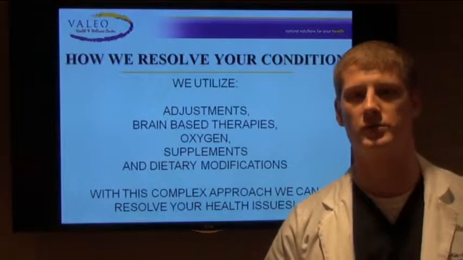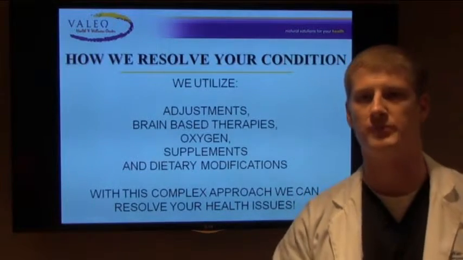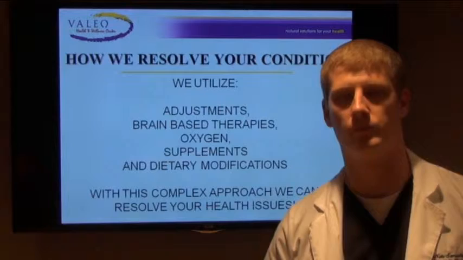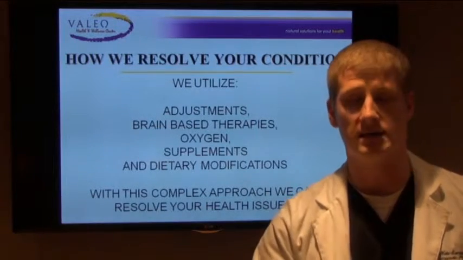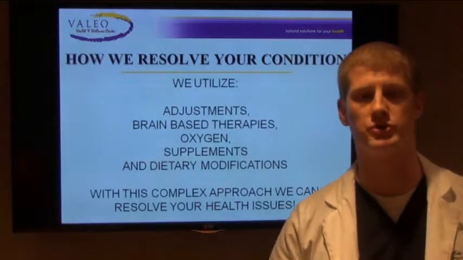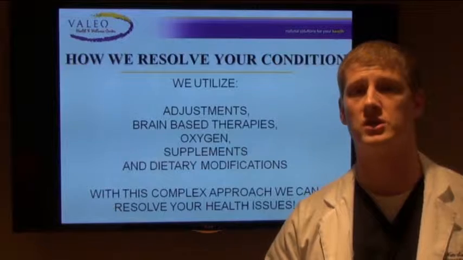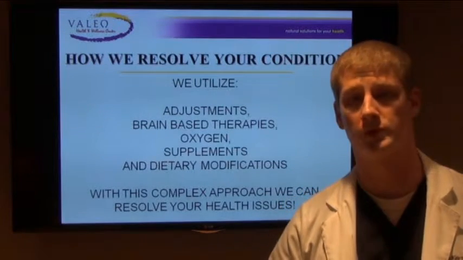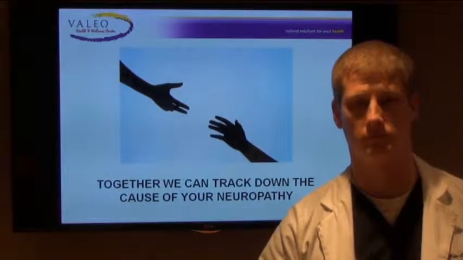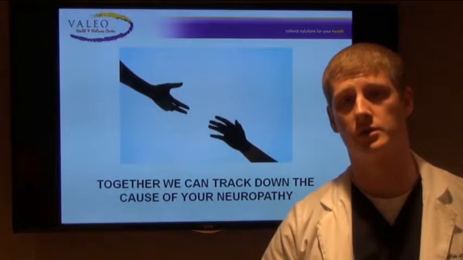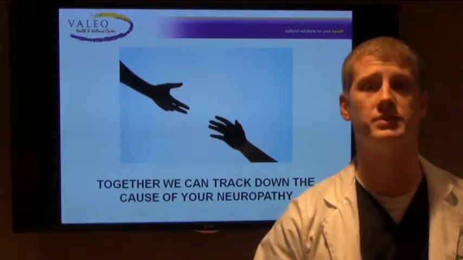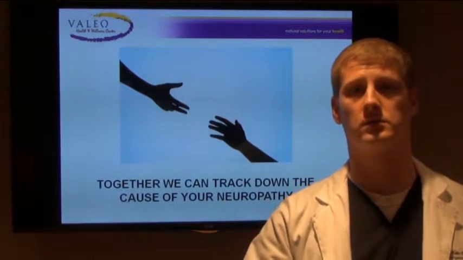So once we find out what's going on, then we can use the adjustments, the specific brain exercises to rehab the weak side of the brain or the nerves that need to regrow. Oxygen, as I've said many times already, needed to regrow nerves. Supplements to give them the proper nutrients, and then certain dietary modifications to allow your body to heal appropriately. With this complex approach, we can resolve your health issues. But we can only do this together. So together, we can track down the cause of your neuropathy. But we can only do this together, just like we can only treat together.